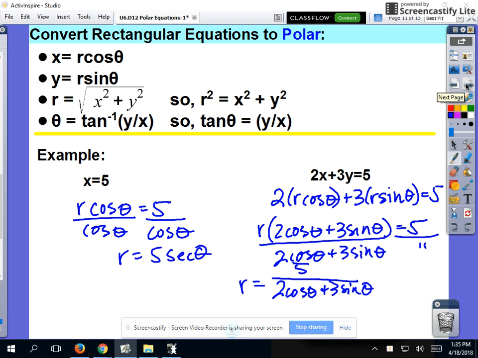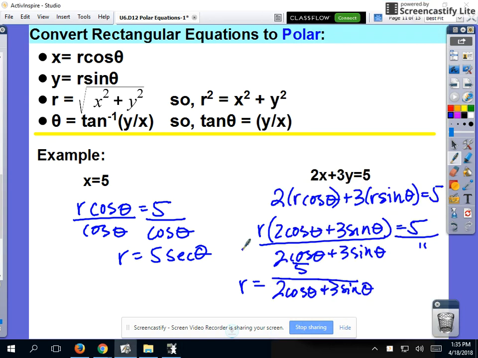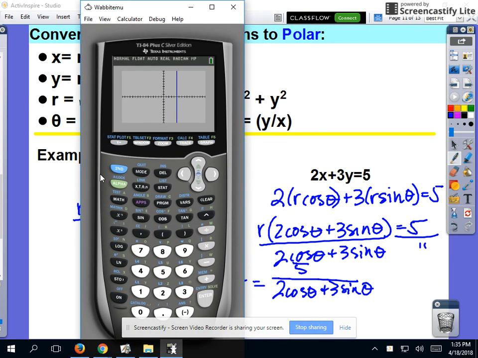x equals 5, I can't really graph. Oh, I guess I can. I guess, never mind, because I'm graphing the polar. So I can go back one step to this and graph that, and that gives us a vertical line at x equals 5. Let's try this crazy one. This is supposed to be a line. It's in standard linear form. So we would type in 5 divided by parentheses 2 cosine theta plus 3 sine theta. Graph. Yep, that is that line. It did graph really weird, but that's the line.